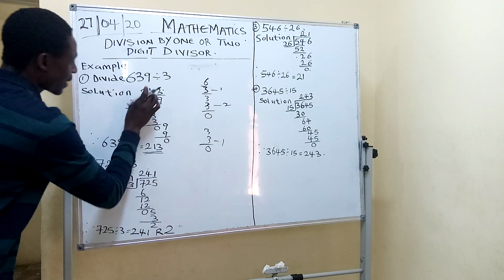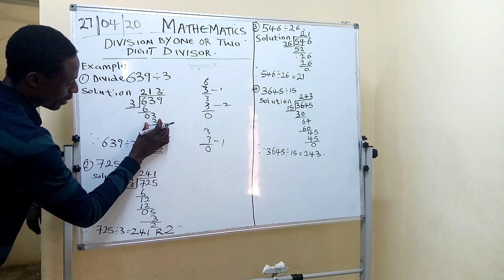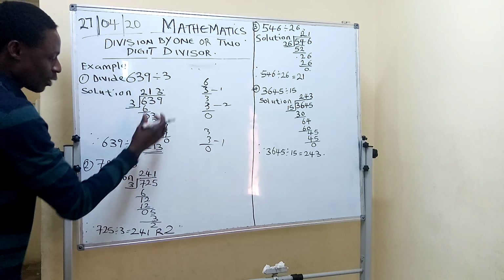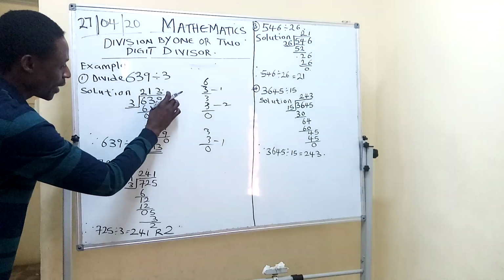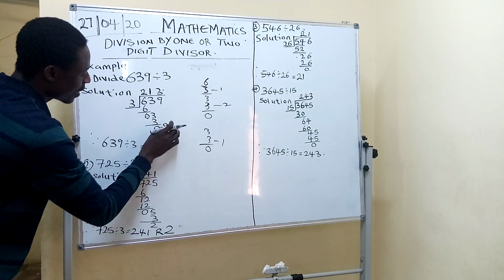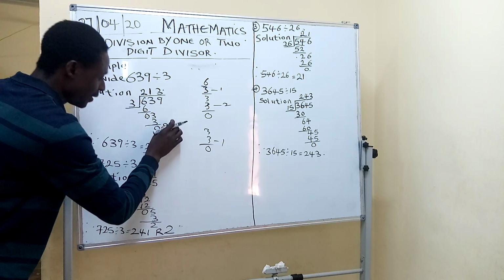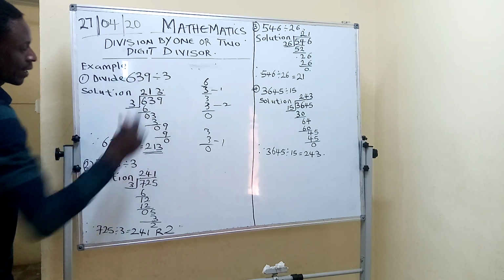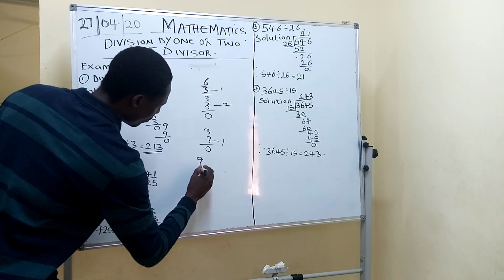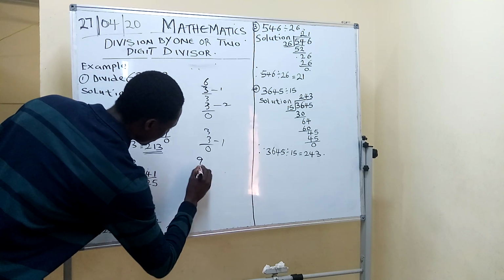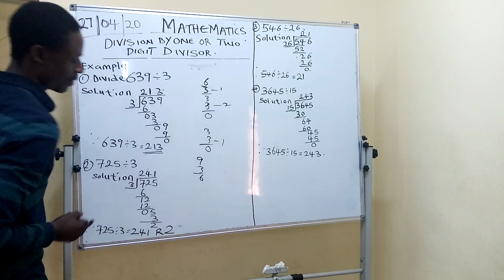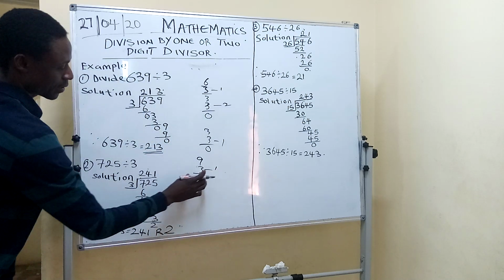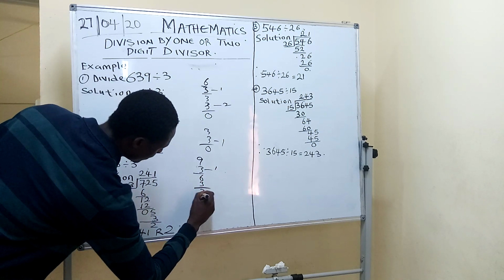You now say 3 times 1. You have 3. Now you remove 3 from 3. You have 0. You move to what? To the next number, and you bring 9 down. Because the remainder is 0, we still have 9. It's not different. We have 9. Now in 9, how many 3s can we have in 9? You write 9, remove 3 from 9, we have 6. 6 is still bigger than 3. You remove 3 from 6, we have 3.